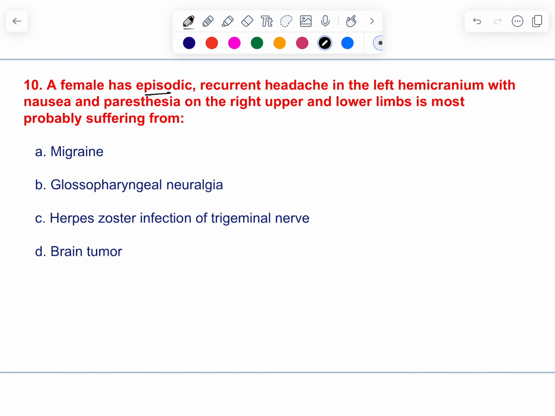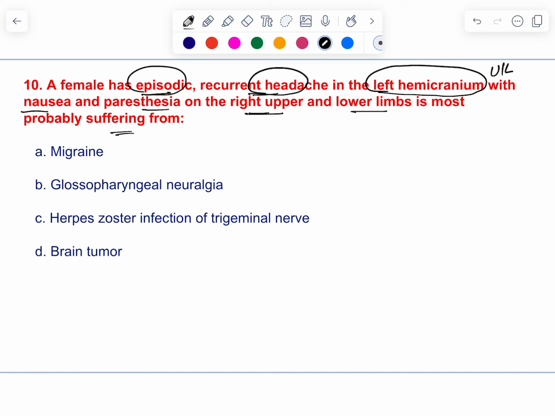A female has episodic recurrent headaches in the left hemicranium with nausea and paresthesia on the right upper as well as lower limbs, and this particular patient is mostly suffering with migraine, glossopharyngeal neuralgia, herpes zoster infection of the trigeminal nerve, or brain tumor. Okay, so this is a direct point. There is episodic recurrent headache, and that too unilateral, which is associated with paresthesia of the right upper limb as well as lower limb.